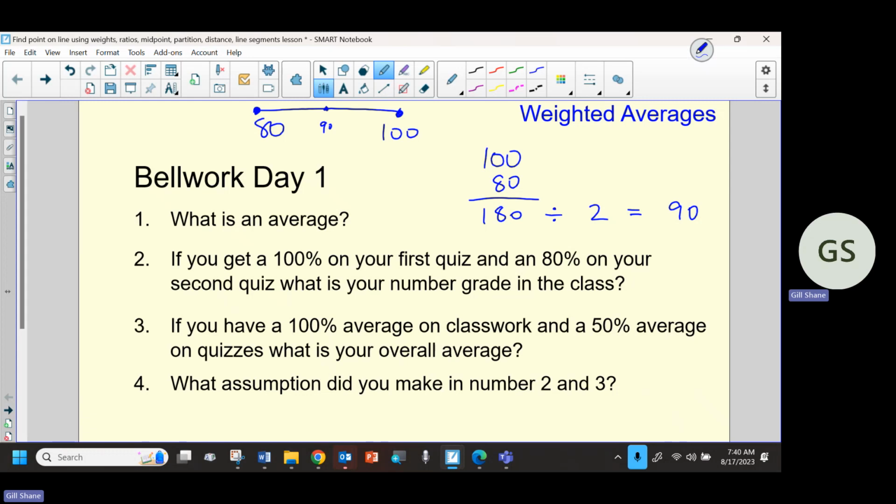Who has a number? So they got 75, right? You took 100, and you took 50, you added them together, you got 150, you divided by 2, and you got 75. Right in the middle, 25 away from 100, 25 away from 50.